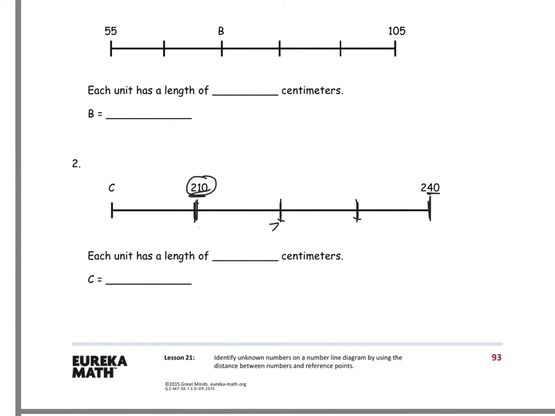So that's what it is. And I'll label those in, and I'm seeing that each unit has a length of 10 centimeters. But I need to find out C, which is one behind it. So it's 10 less than 210. And I know that that's 200, because 200, if I go 10 more than 200, I'll get my 210. Let's take a look at page 2.